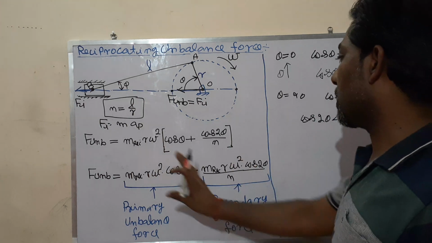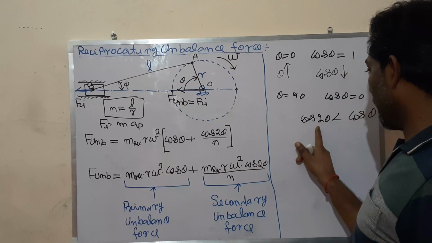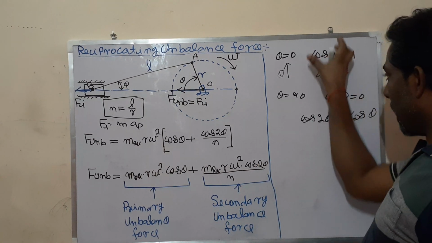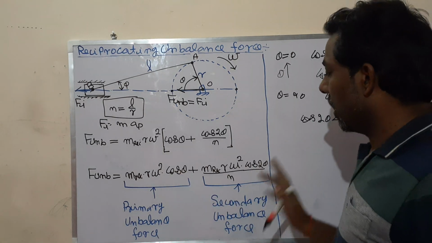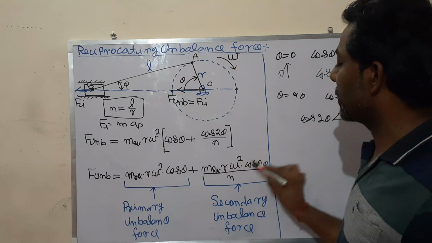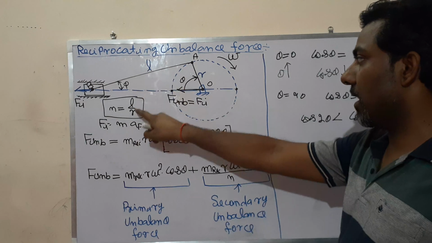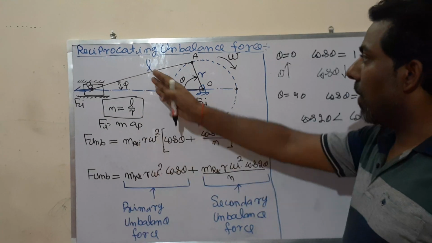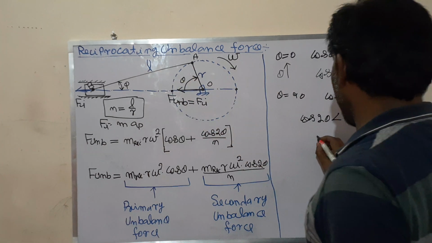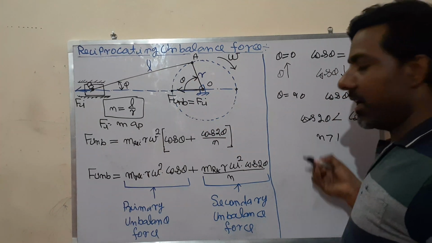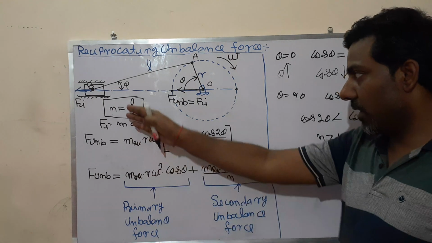Let us compare these two terms. Here is cos theta, and this is cos 2 theta. Cos 2 theta is less and cos theta is more. Also, this term is divided by n, where n is equal to L by r. L is the length of the connecting rod and r is the radius. Of course, L is much greater than r, that is, n is always much greater than 1. Generally, the value of n is 4 to 6.